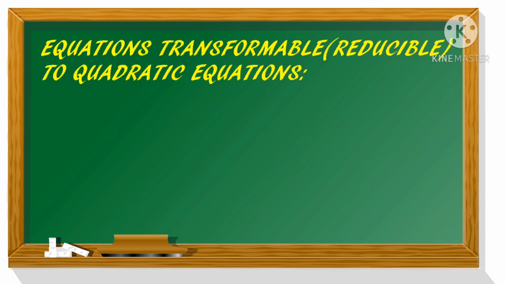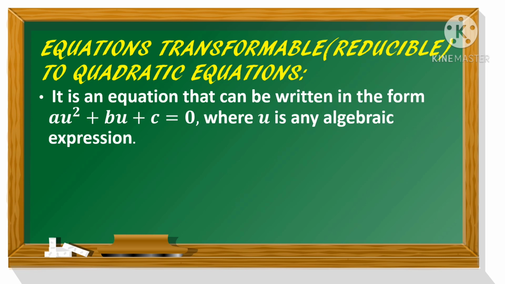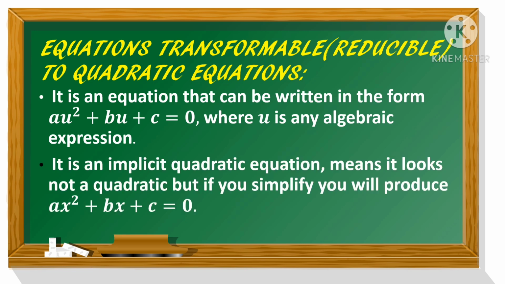So let us define equation transformable or reducible to quadratic equation. It is an equation that can be written in the form au squared plus bu plus c equals 0, where u is any algebraic expression. The second definition is that it is an implicit quadratic equation, meaning it looks not a quadratic, but if you simplify, you will produce ax squared plus bx plus c equals 0.